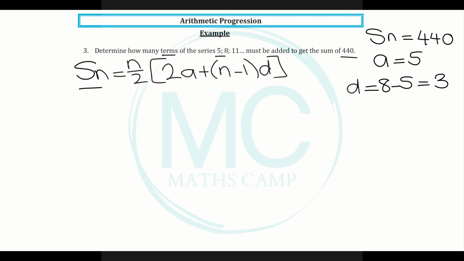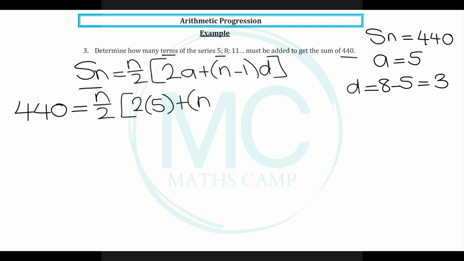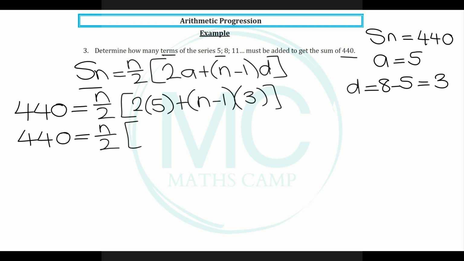Now we can put these values into the formula. So we have 440 is equal to n over 2, open a bracket, 2 multiplied by a, which is 5, plus n minus 1 multiplied by d, which is 3. Now we can expand the brackets. We have 440 is equal to n over 2, open a bracket, 2 multiplied by 5 is 10, plus 3n minus 3.